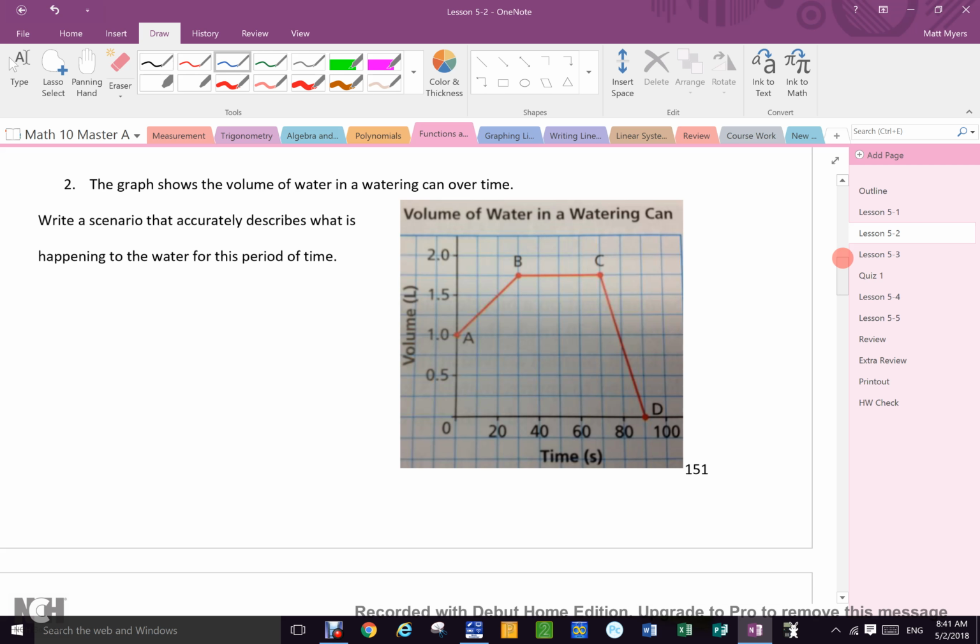All right. So what is happening from A to B? What is something that could be happening from A to B? Evan: She fills up the watering can. Was the watering can empty? No. There was a liter of water in it.